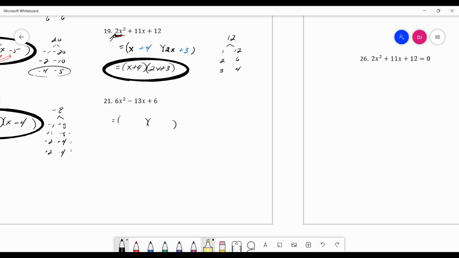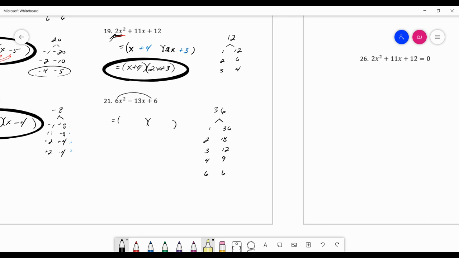We're looking for that binomial there, right? What I can do is do 6 times 6 is 36. And instead of looking for the factors of 6 to add up to negative 13, I can find the factors of 36 to add up to negative 13. Well, my factors are 1 and 36, 2 and 18, 3 and 12, 4 and 9, 6 and 6.